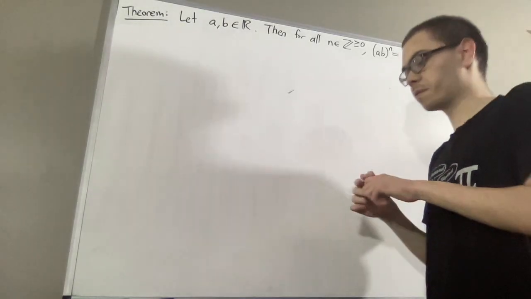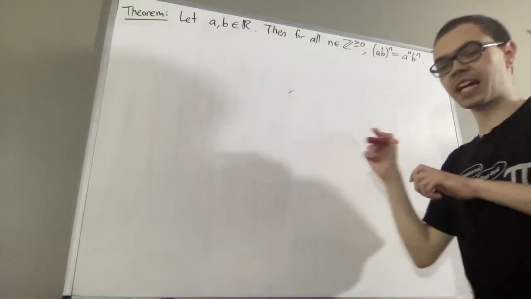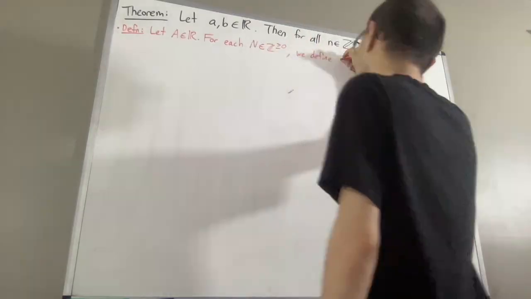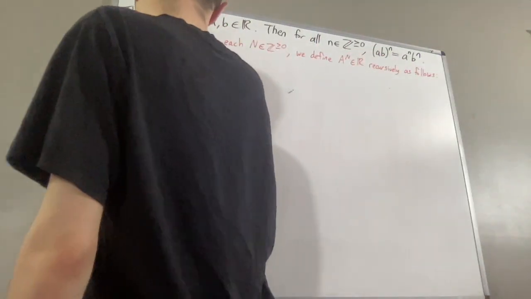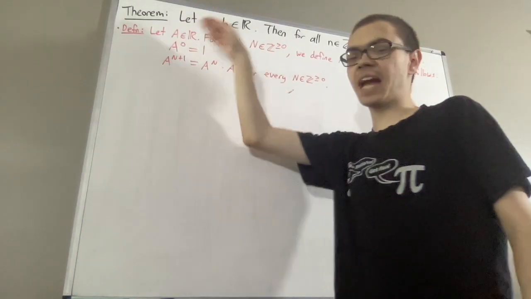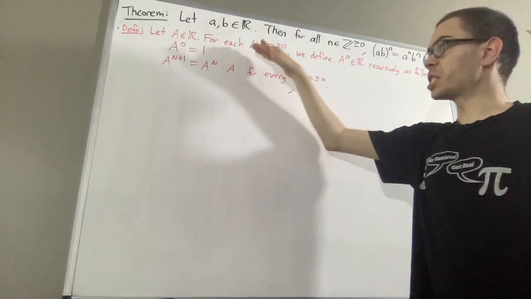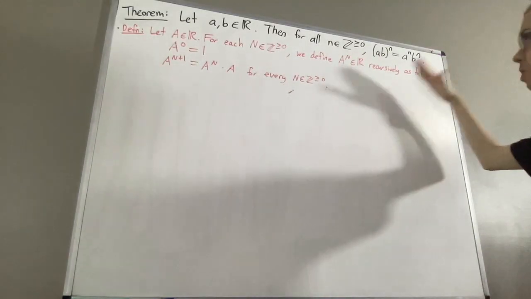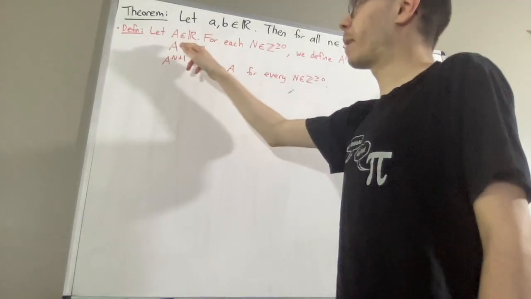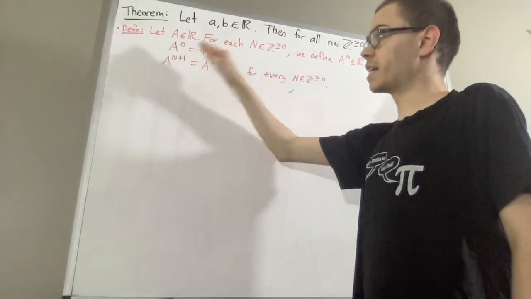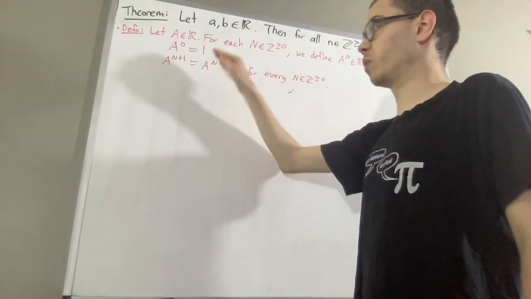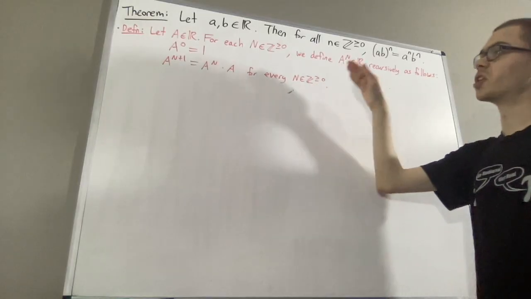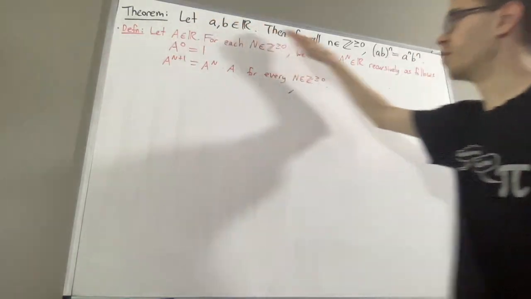Now, let's first remind ourselves of our definition for non-negative integer exponents. Let a be any real number. For each non-negative integer n, we define a^n to be a real number, recursively as follows. So a^0 is going to be equal to 1, and a^(n+1) is going to be equal to a^n times a for every non-negative integer n. So now, let's get into proving this theorem.